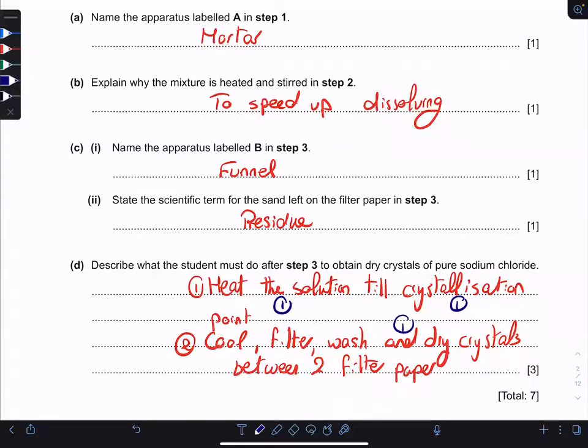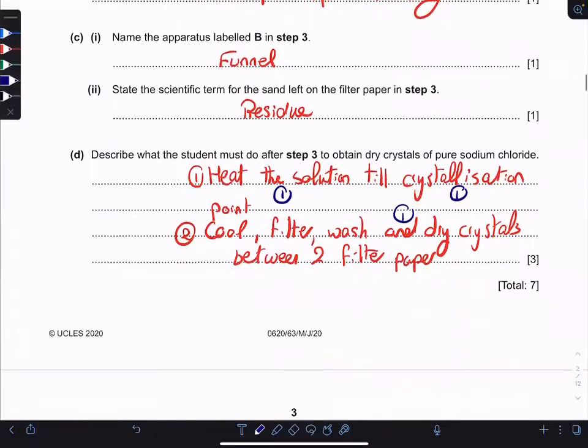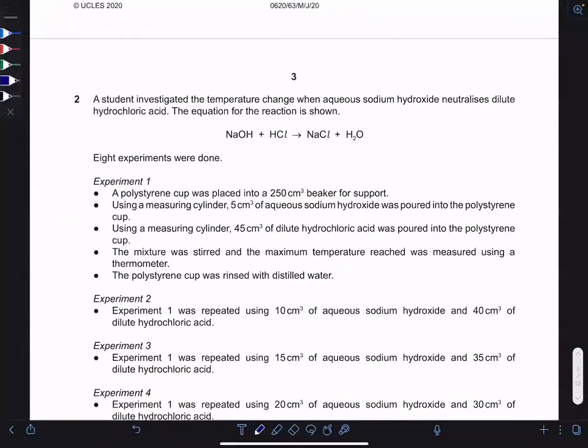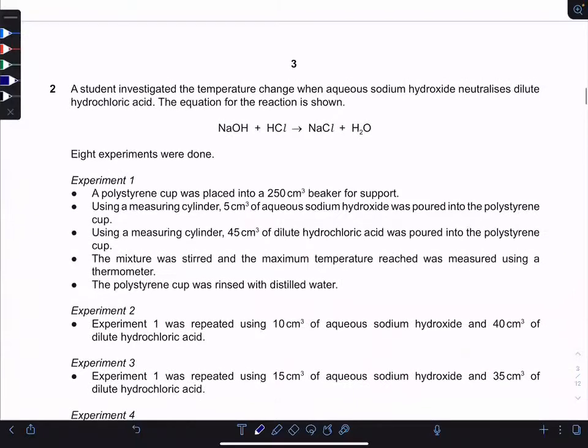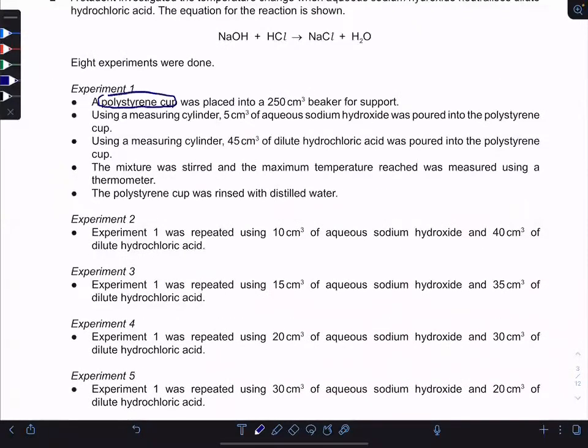Second question is titration. It's a neutralization reaction, and the student is measuring the change in the temperature. He used a polystyrene cup, which is good because polystyrene is a heat insulator. He used a measuring cylinder, which we could use if he asked for an apparatus improvement. He should have used a burette or something more accurate. Then he did the experiment.